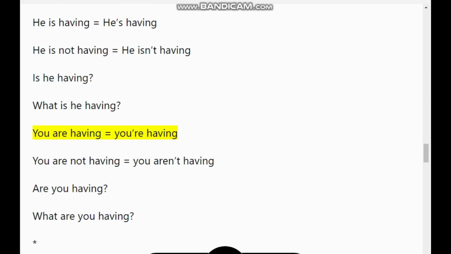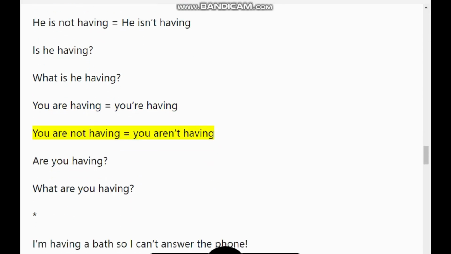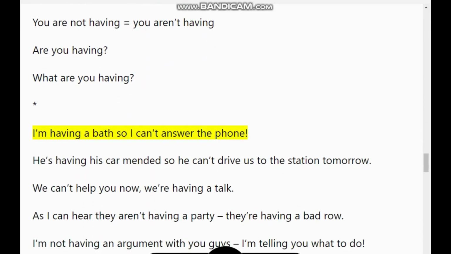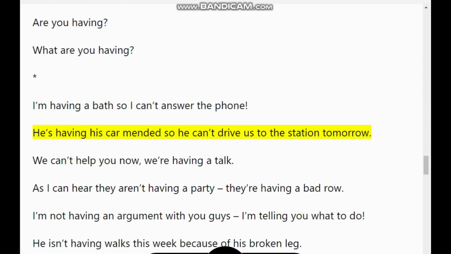You are having equals you're having. You are not having equals you aren't having. Are you having? What are you having? I'm having a bath so I can't answer the phone. He's having his car mended so he can't drive us to the station tomorrow.